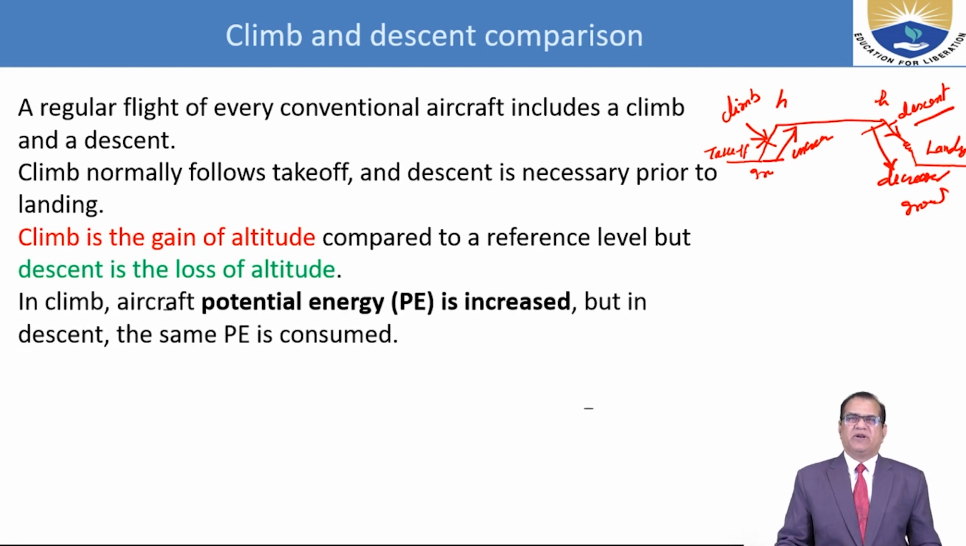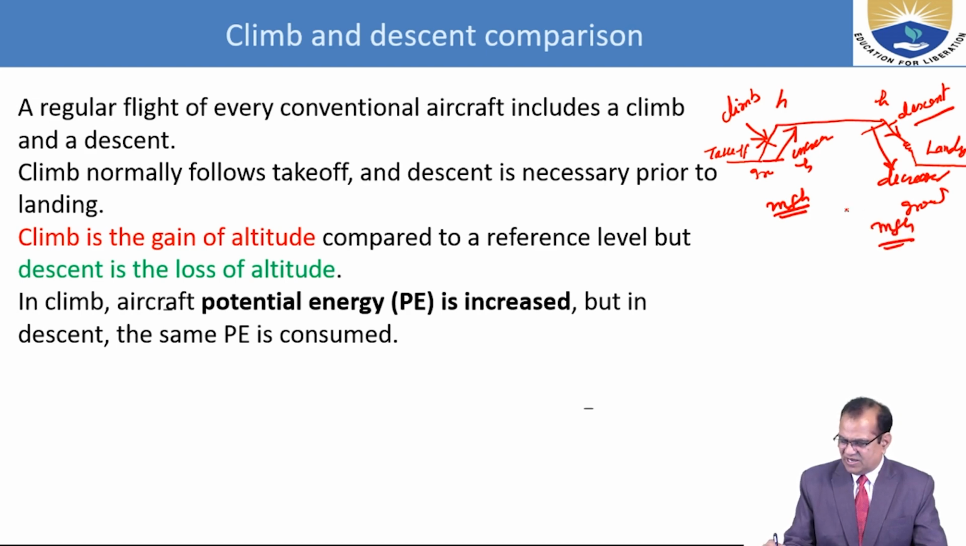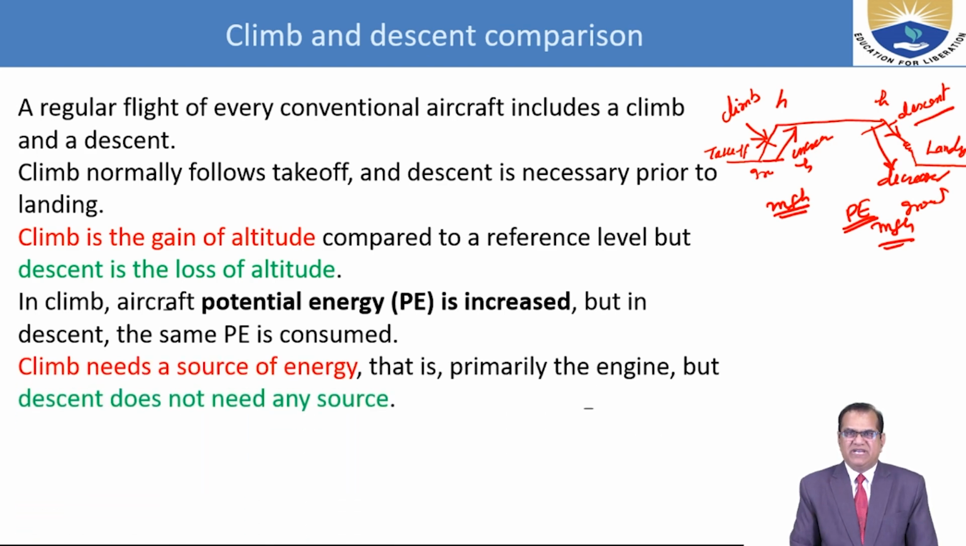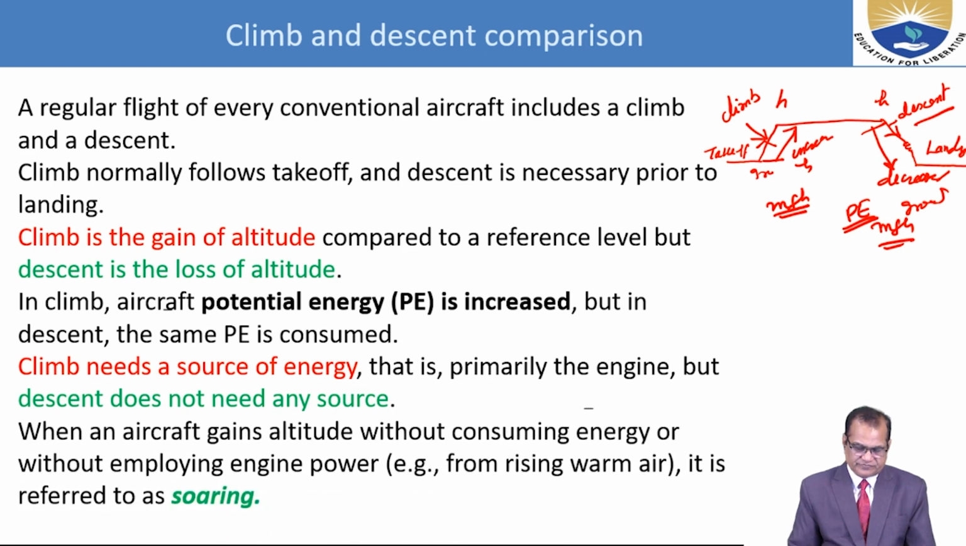In climb, the aircraft's potential energy PE is increased. So if H is increasing, mgh is increasing. Here H is decreasing, so the potential energy mgh is decreasing. In the descent, the same PE is consumed. Climb needs a source of energy. Some engine power is required for climbing, primarily the engine, but descent does not need any source. It is not required. Gravity is sufficient to make the aircraft descend.